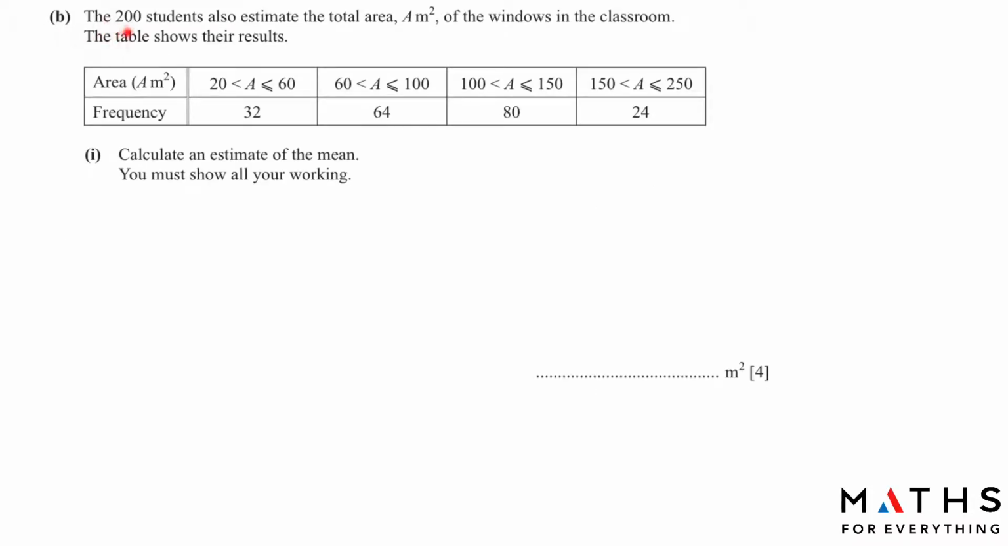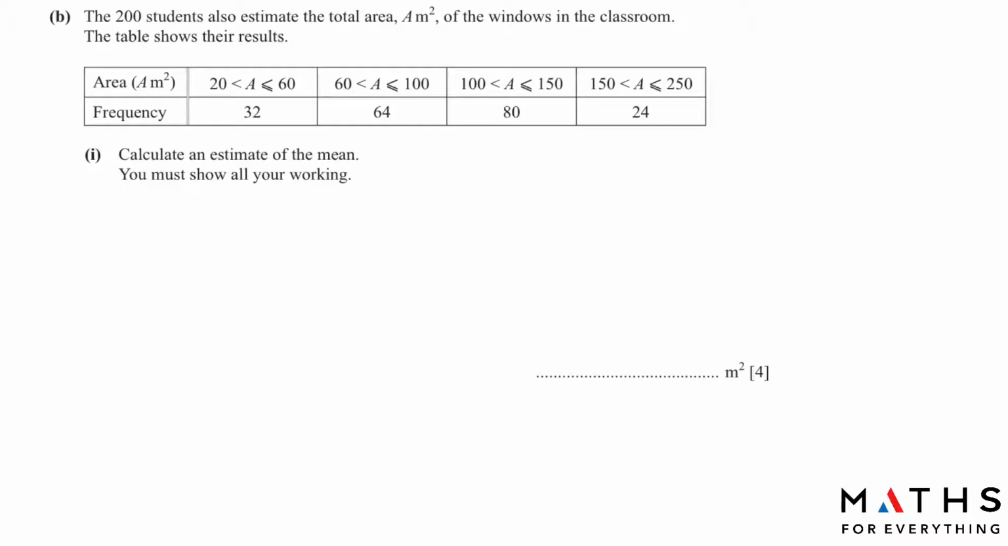Part B. The 200 students also estimate the total area, in square centimeters, of the windows in the classroom. The table shows their results. This is the area and this is the frequency. Calculate an estimate of the mean and you must show all your working. This is grouped data, and when you want to find the mean, we can draw a table.